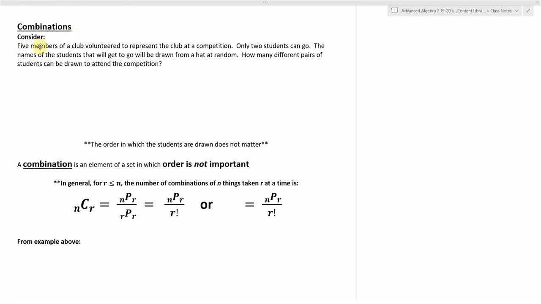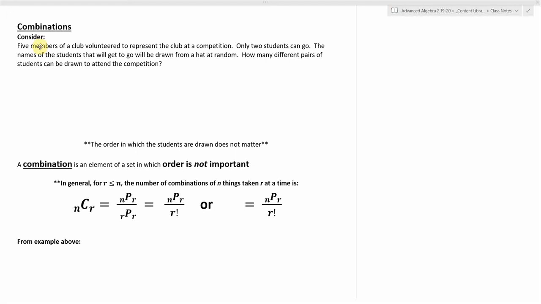It says consider 5 members of a club volunteer to represent the club at a competition. Maybe it's our math competitions. Only 2 students can go. The names of the students that will get to go will be drawn from a hat at random. How many different pairs of students can be drawn to attend the competition?